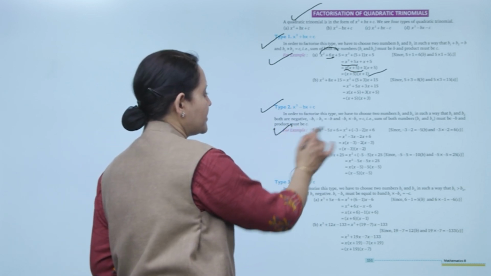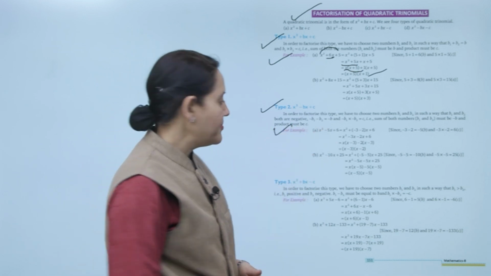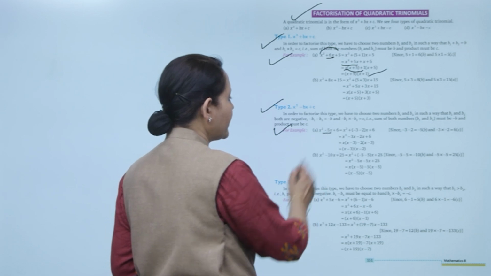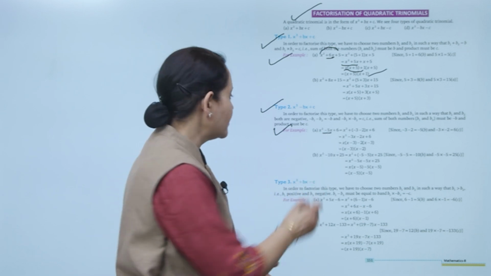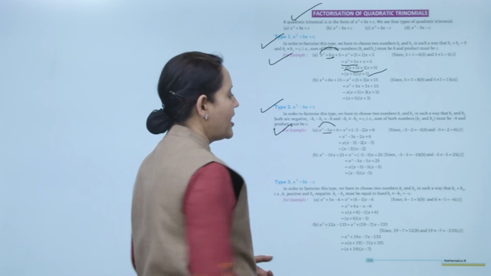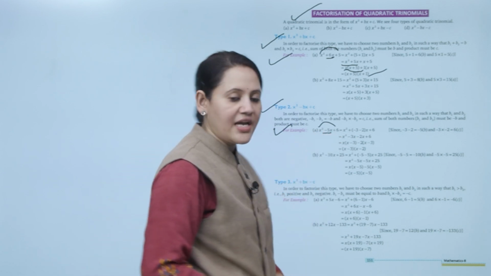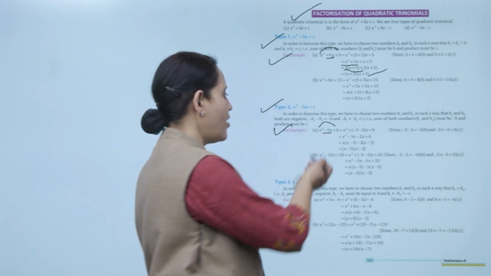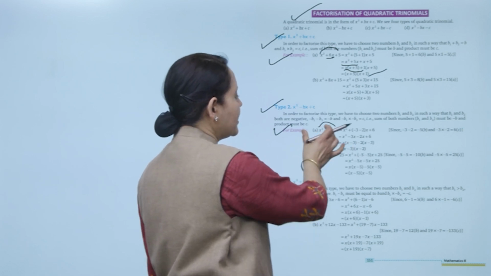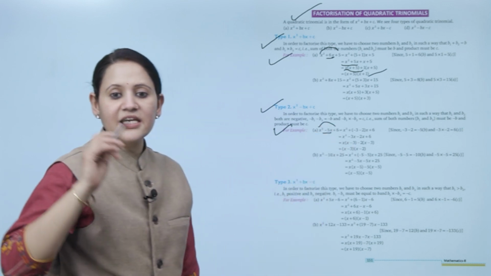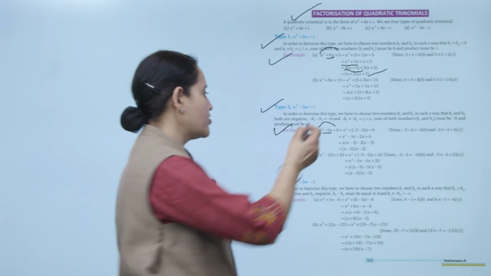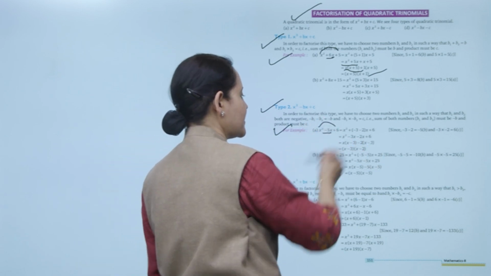x square minus 5x plus 6. Same, here we will split the middle term. The product should be equal to 6x square and their sum should be equal to minus 5x. Clear? So how will we split? x square, मिडिल टर्म को स्प्लिट क्या करेंगे, कैसे करेंगे? 3 2 से 6 होता है. So minus 3x minus 2x plus 6.